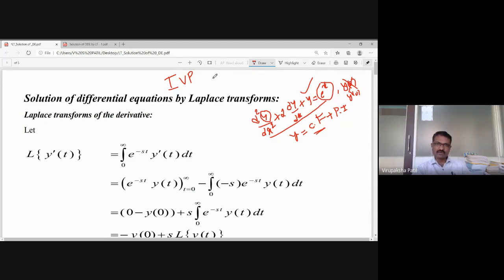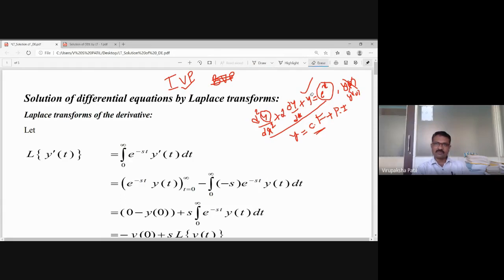There are two types of conditions here. One is IVP, another one is BVP. IVP means initial value problem, BVP means boundary value problem. For the time being, we are not going to discuss this, we will discuss only IVPs. What is IVP? All those things we'll discuss now.